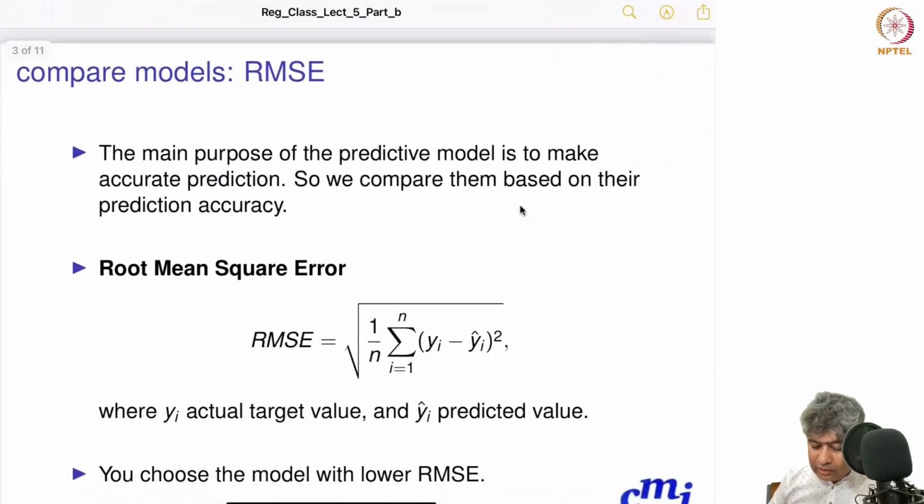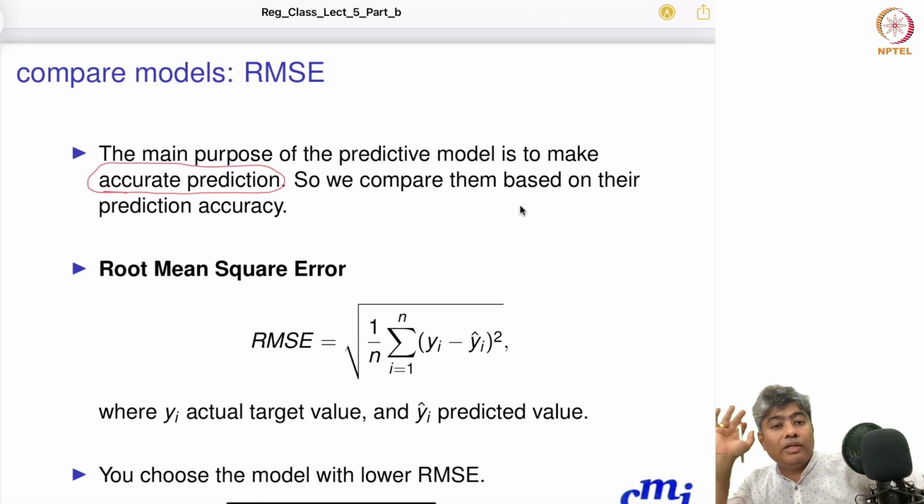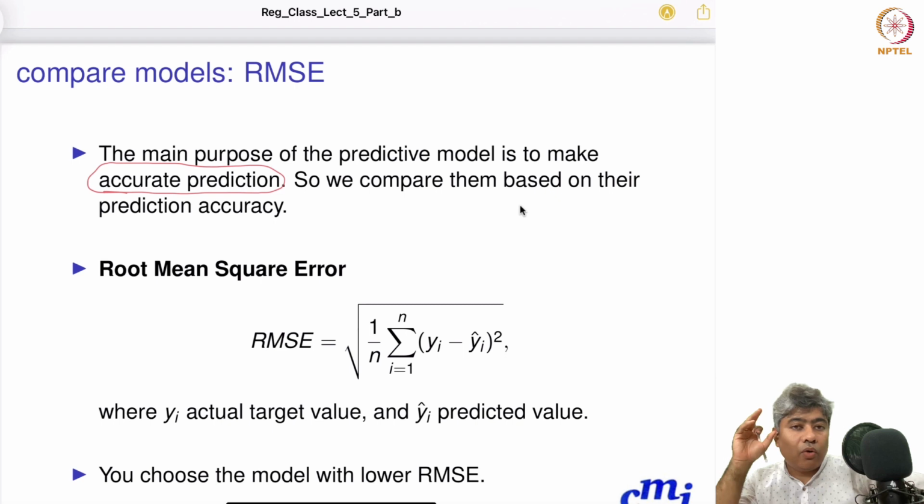So next we will come to the concept called root mean square error. The main purpose of a predictive model is to make accurate predictions. That is the main purpose, and the main purpose of this course is to develop a predictive model which will make accurate predictions. So we can compare models based on their predictive accuracy.